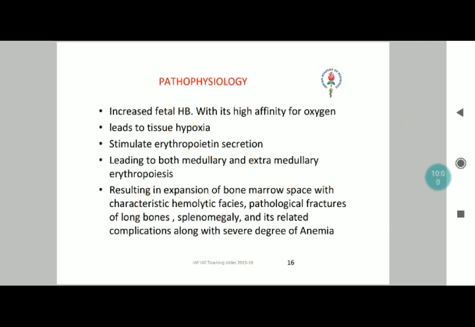So as a result of which the stimulation of erythropoietin occurs, resulting in both medullary as well as extramedullary erythropoiesis. This expansion occurs in the bone marrow space with characteristic hemolytic phases, fractures of the long bones which are pathological in nature, splenomegaly of severe degree, and severe degree of anemia.